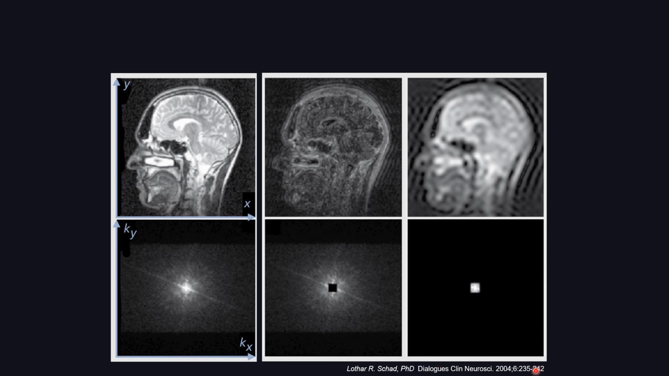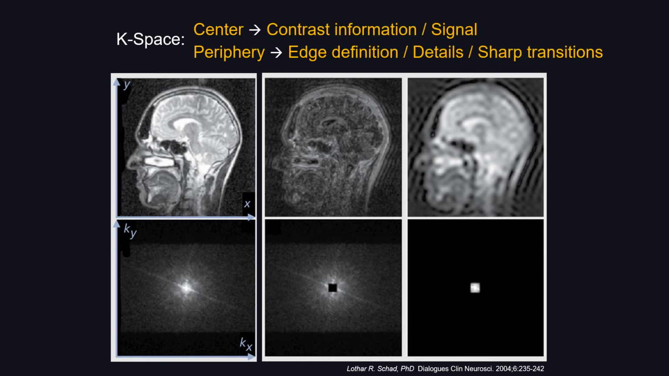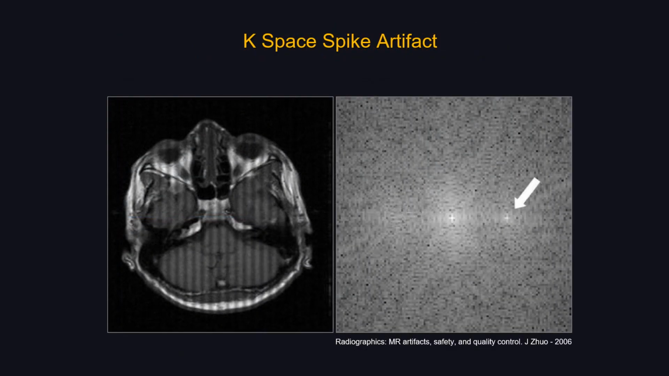On the other hand, if the corruption occurs so that all the peripheral data is lost, the resulting picture will look like that. The signal intensity and the contrast between different tissues, CSF, corpus callosum, remain intact, but what's lost is edge definition. In other words, the image looks extremely blurry. So the key point here is the center of K-space represents contrast information and overall signal intensity, and the periphery of K-space is important for edge definition, details, and sharpness of transitions.